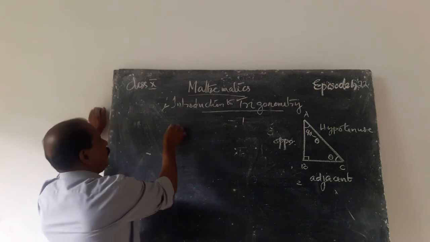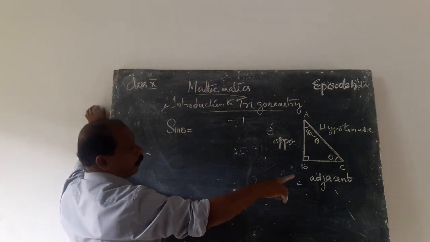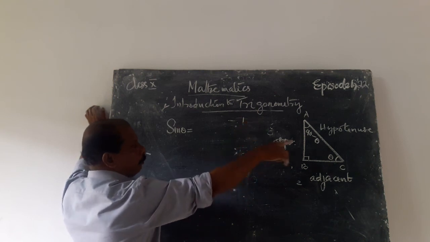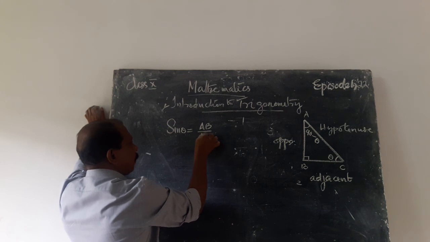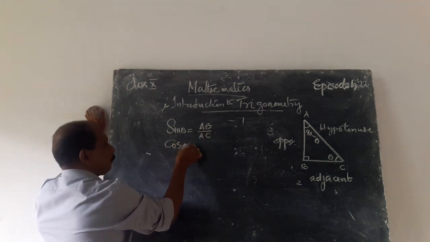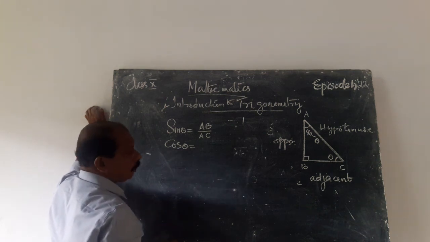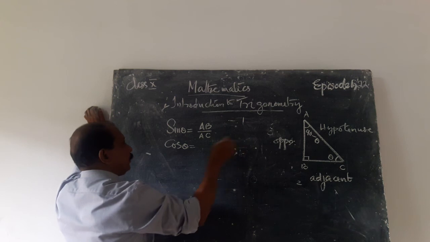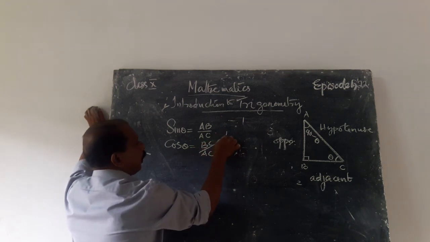Listen, what is sin theta? From figure, it is AB by AC. Cos theta. What is cos theta? BC by AC. Tan theta.